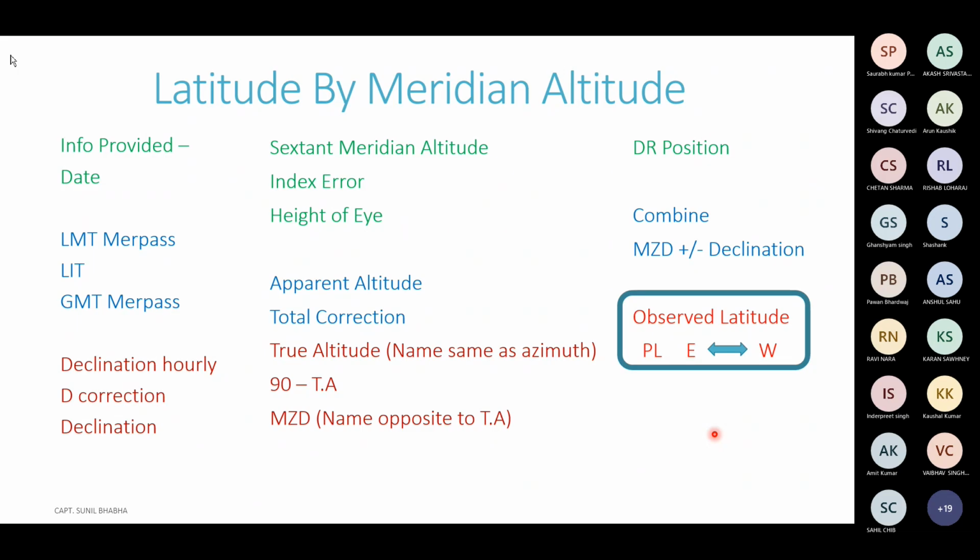In the next slide I will show you a diagram and I will tell you how the azimuth is named. Other than that, anywhere else you have any doubt?